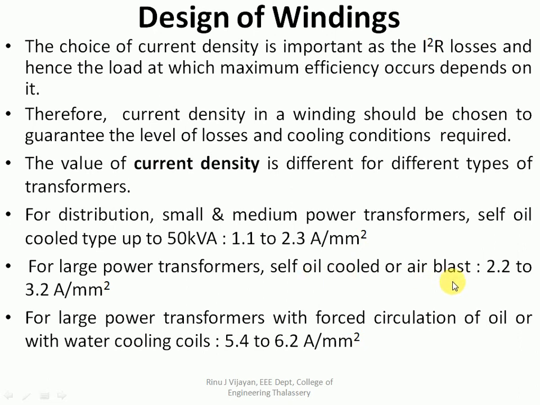The value of current density chosen here is 2.2 to 3.2 ampere per millimeter square. Next is another type with forced circulation of oil or water cooling. Here we will be using 5.4 to 6.2 ampere per millimeter square. So from these values, it's very clear that they have great dependency on the cooling type which is being provided to the transformer.